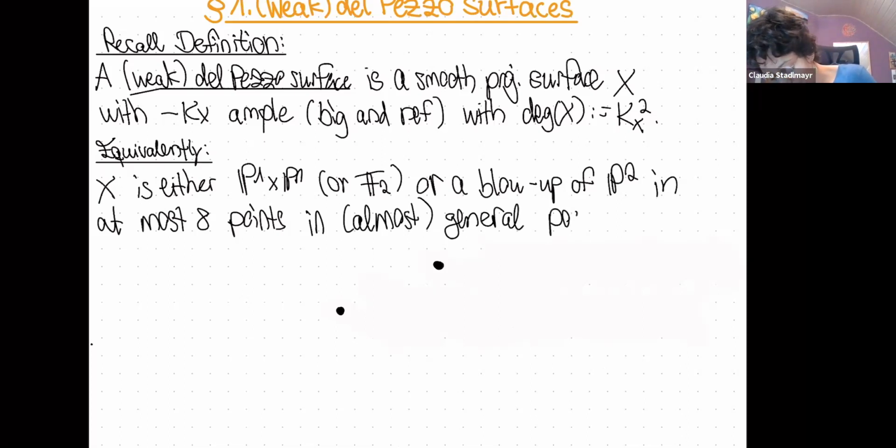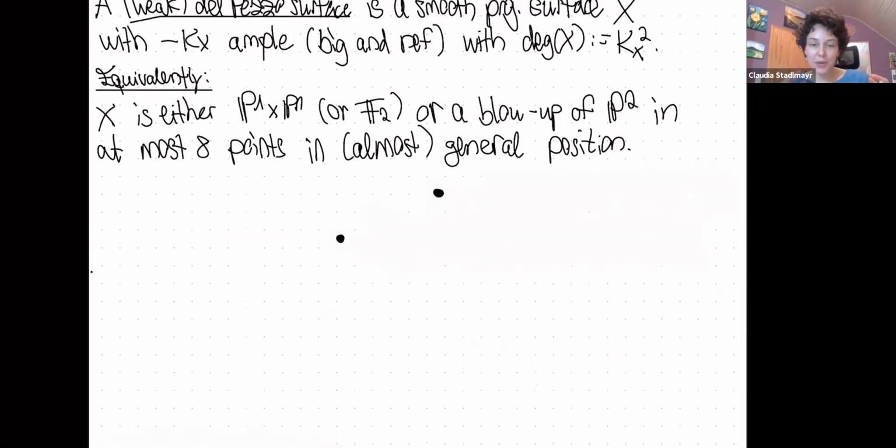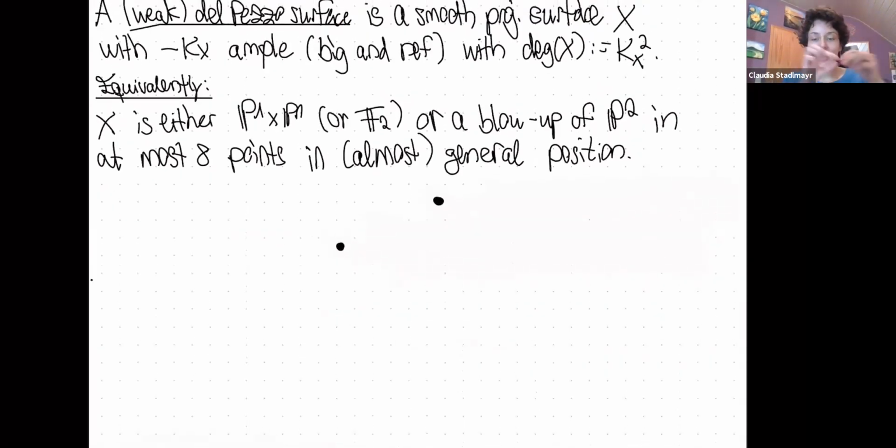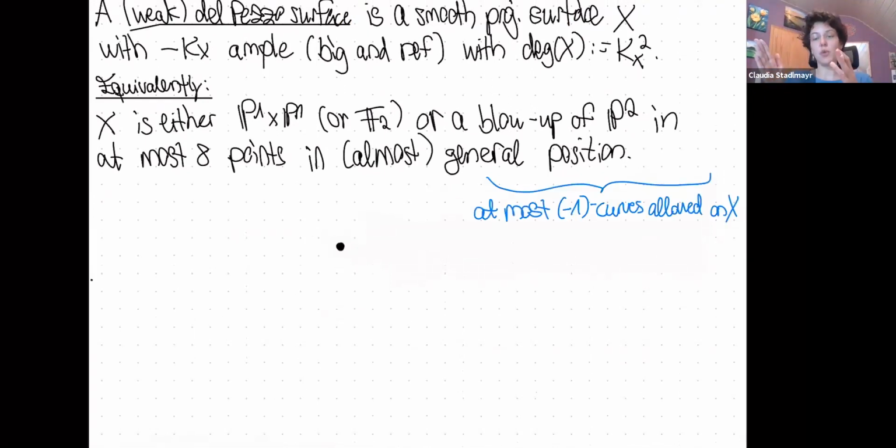General position. Being in general position means that no 3 points lie on a line, no 6 points on a conic, and no 8 points on a singular cubic, with one of them being the singular point. You can check that this lengthy definition in our setting is the same as saying that at most -1 curves are allowed on X.